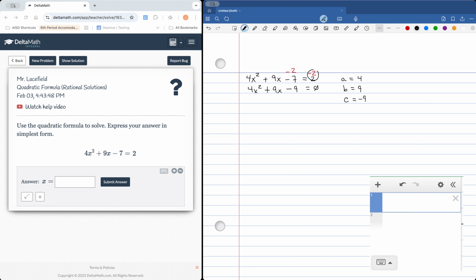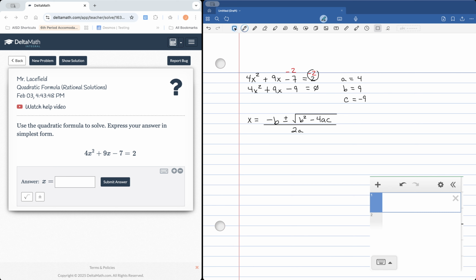And then from there, we're going to go ahead and set up the formula. So we'll have x equals, this is the quadratic formula. Given standard form, x is the opposite of b plus or minus the square root of b squared minus 4ac. All of that is divided by 2 times a.